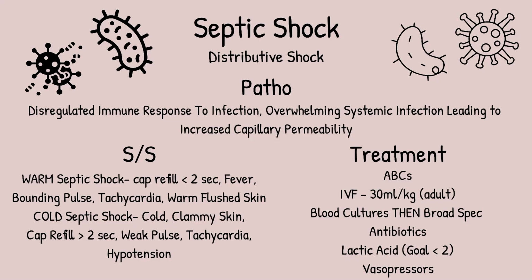Our goal is to have a lactic acid of less than 2. If our lactic acid's elevated, we know that the mortality rate for septic shock increases. Our goal is to increase perfusion to get that lactic acid back down. Remember, lactic acid is a byproduct of anaerobic metabolism. Our cells are not getting the perfusion needed to create ATP. The higher the level of lactic acid, the worse off the patients are. And of course, last but not least, are vasopressors. Our vasopressor of choice for septic shock is normally norepinephrine or Levophed.